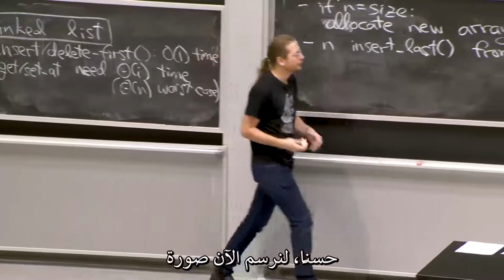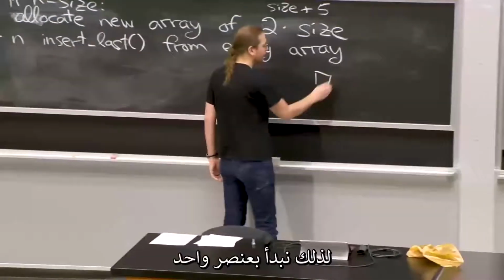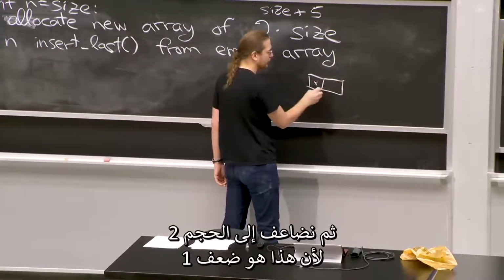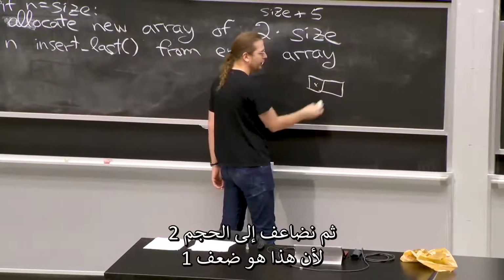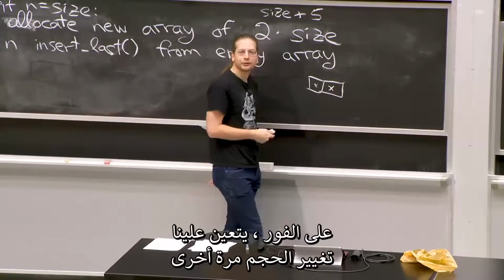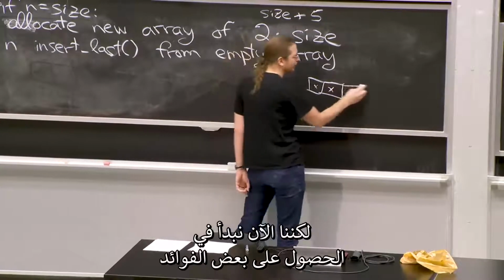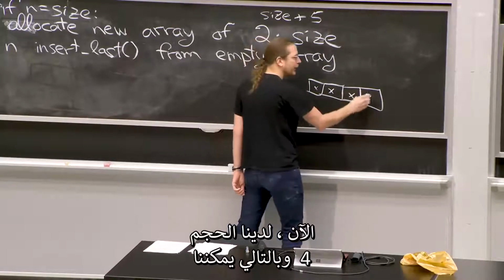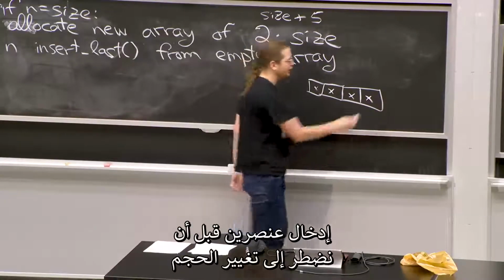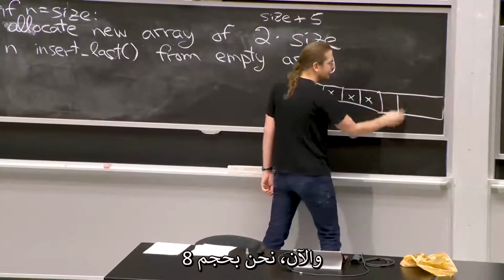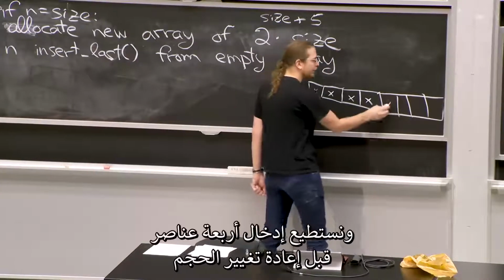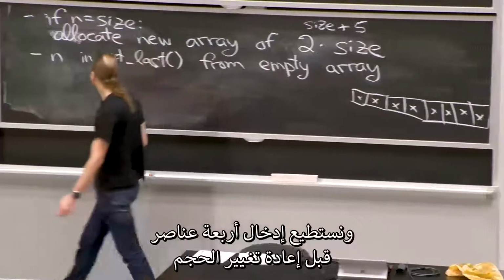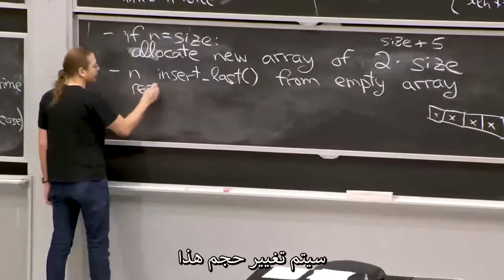OK, now let's draw a picture. So we start with one item. We fill it up. Then we grow to size 2, because that's twice 1. Then we fill it up. Immediately, we have to resize again. But now we start to get some benefit. Now we have size 4. And so we can insert 2 items before we have to resize. And now we're size 8. And we get to insert 4 items before we refill. So this is going to resize.